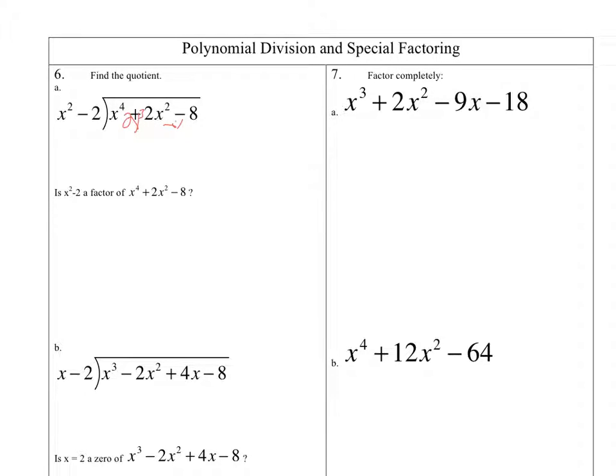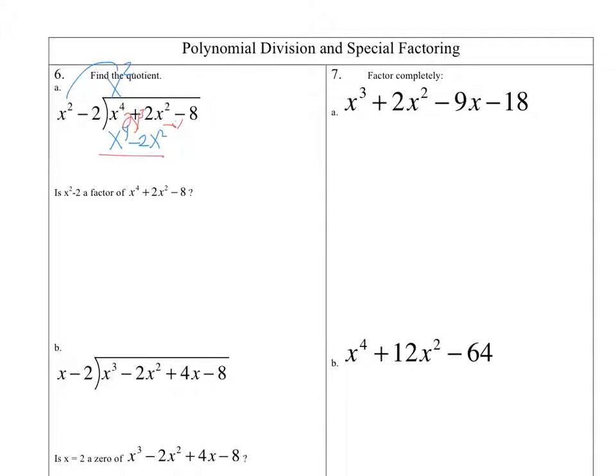It's useful to put in a 0x cubed and a 0x, but if you're careful, you don't necessarily need to do that. Okay, what do I multiply x squared by to get to x to the fourth? That's going to be x squared. When I multiply down, we get x to the fourth, and then minus 2x squared. And because that's x squared, it lines up under the next term. That's why I don't necessarily need to do that placeholding if I'm careful with long division. If this were synthetic, I absolutely need to use a placeholder.